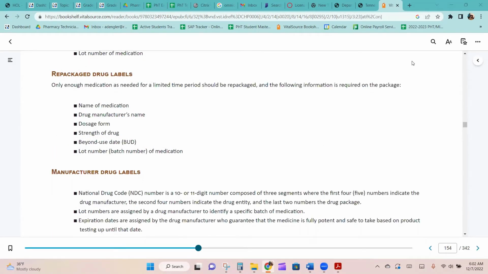Packaged drug labels: only enough medication as needed for a limited time period should be repackaged, and the following information is required. Name of medication, drug manufacturer's name, dosage form, strength of drug, beyond use date, and lot number.